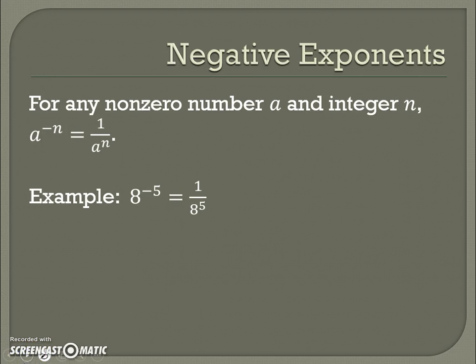All right, negative exponents. It says for any non-zero number a and integer n, a to the negative n is equal to 1 over a to the positive n. Notice that this goes from negative to positive, and it goes from being on the top of an assumed fraction to being on the bottom. An example of this would be 8 to the negative 5th is the same thing as 1 over 8 to the 5th.